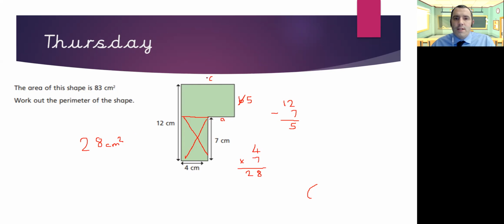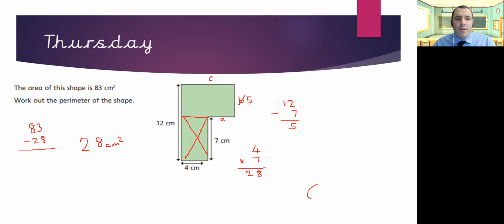Now, what I don't have is this measurement here for C. I do have the measurement here, B. So I need to work out what I've got left as my area to work out. So 83 take away 28.